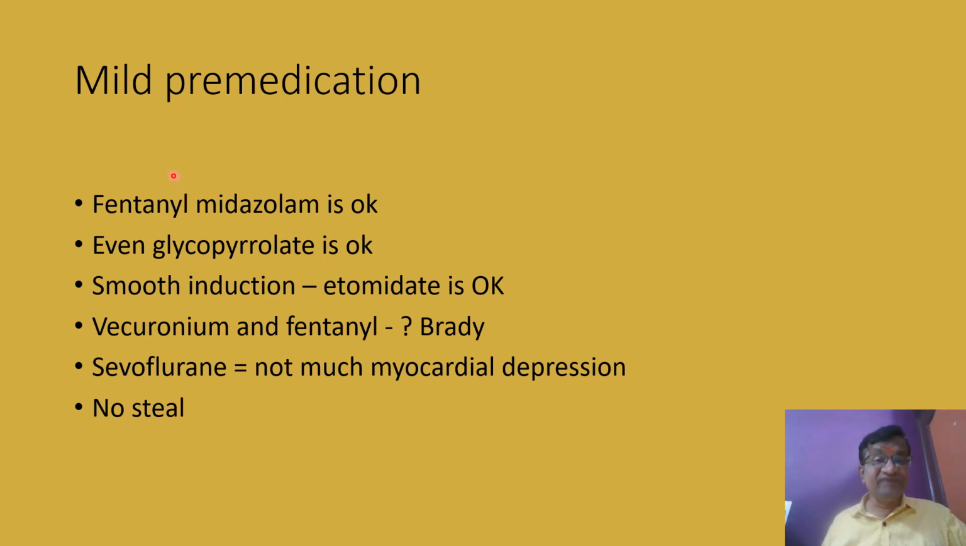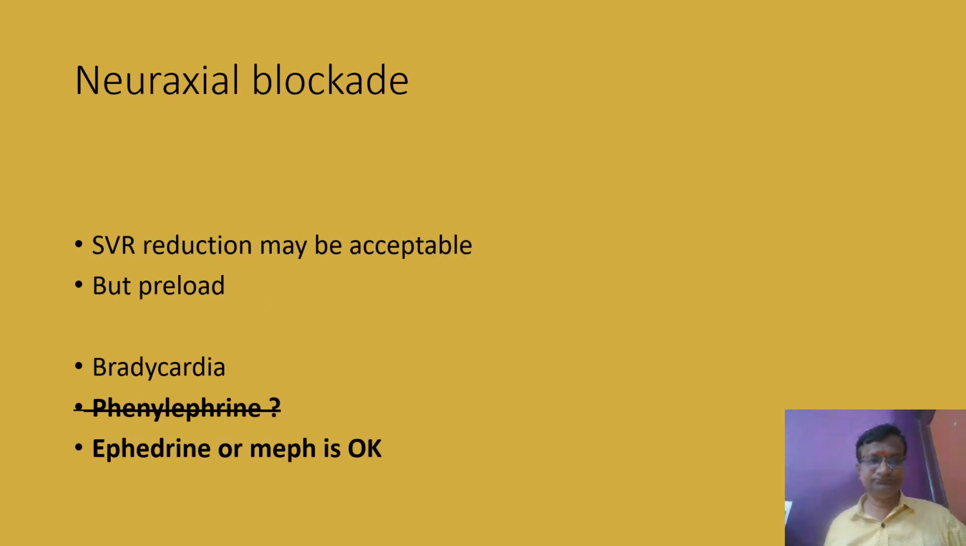Fentanyl and midazolam are okay. Even glycopyrrolate is okay. You see here, I always start with glycopyrrolate in the air. Start, give the rate, maintain. If you have fentanyl and then start giving vecuronium, that is not good for aortic regurgitation. Bradycardia is dangerous. Sevoflurane has not much myocardial depression. So I will use fentanyl, midazolam, glyco. If possible, avoid vecuronium.